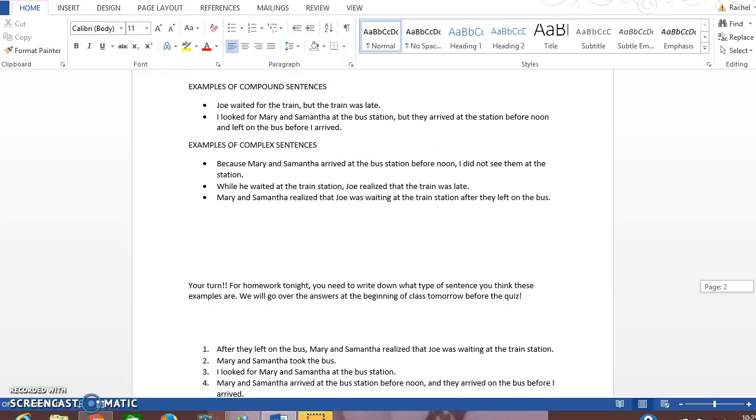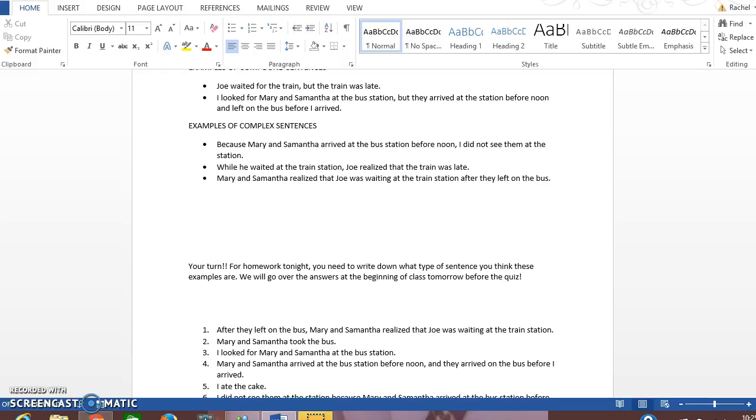Alrighty, so complex sentences are a little bit trickier. So I did 3 different examples. The thing with complex sentences is that the dependent clause can come first or it can come second. So the order of the dependent clause and independent clause does not matter. So I showed you the first 2 are when the dependent clause is first, and then the last one is when the independent clause is first. And you will notice some differences.